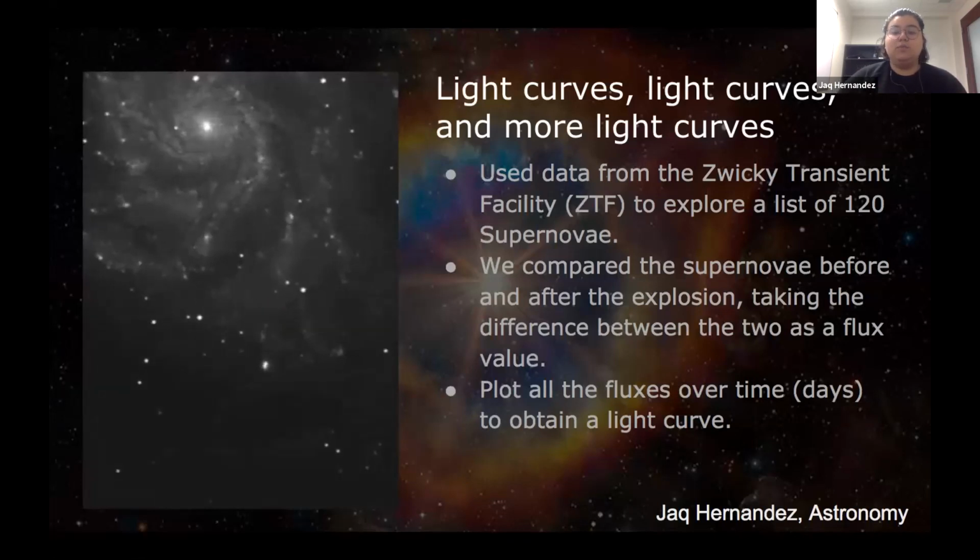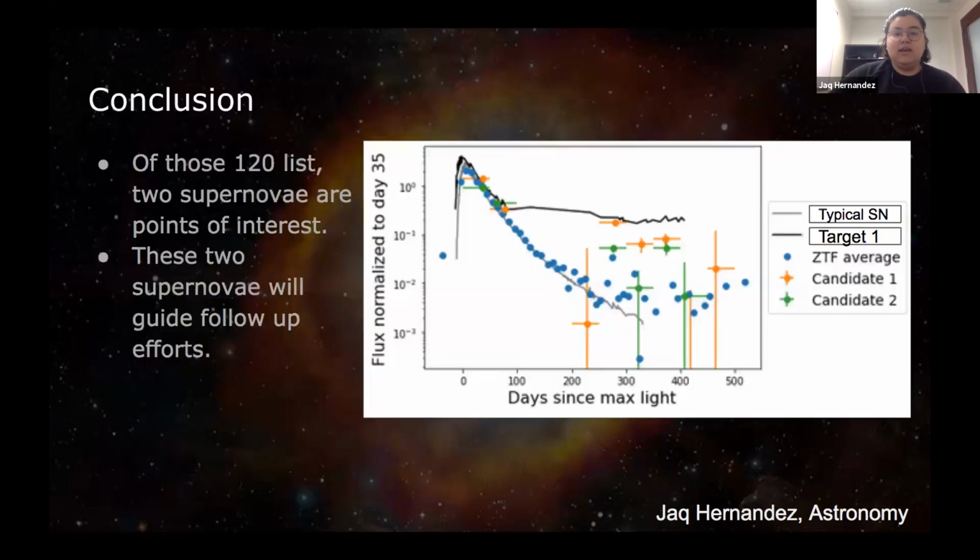We would have multiple of these and plot them over a number of days, obtaining what's called a light curve, which is essentially how the brightness looks over a span of time. Out of this list of 120, we have two real points of interest, two supernovas that really popped out to us. Here in the plot we compare a typical supernova with our Target 1. The blue dots show how the 120 on the list look on average.